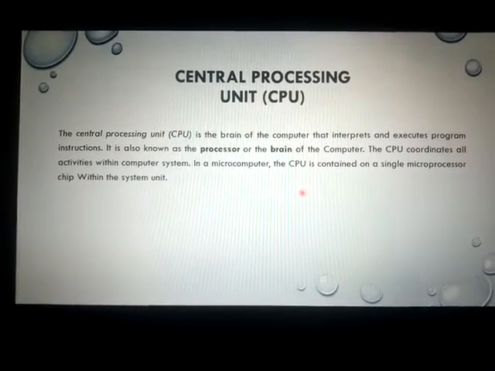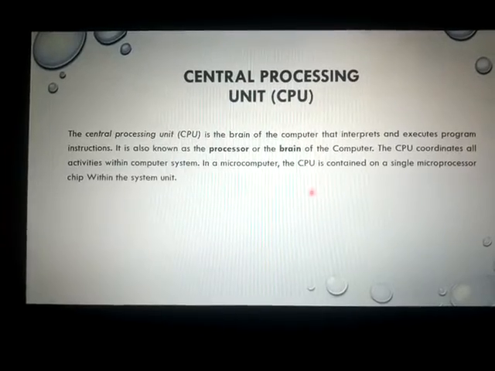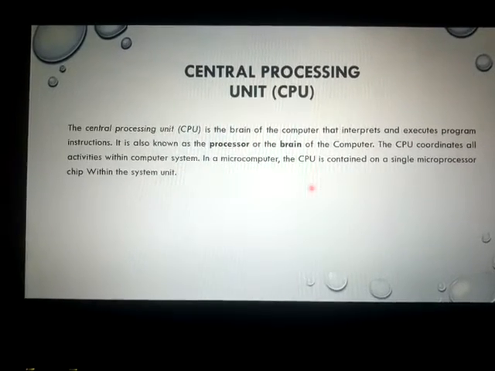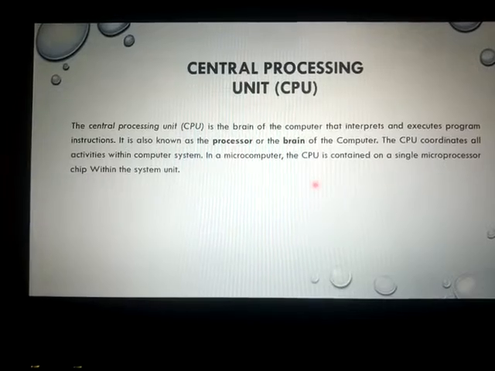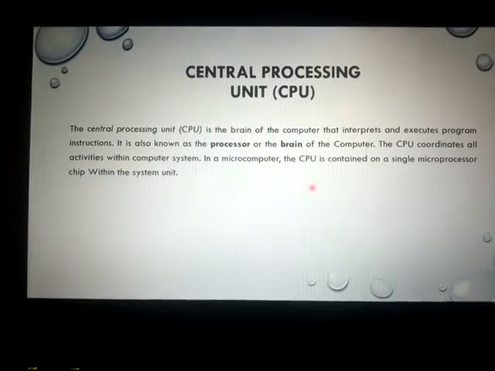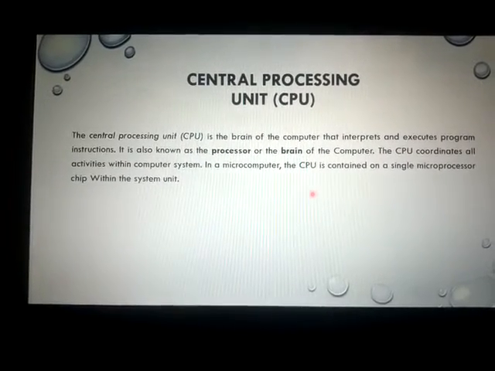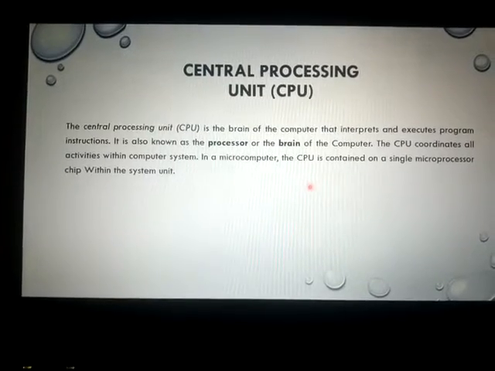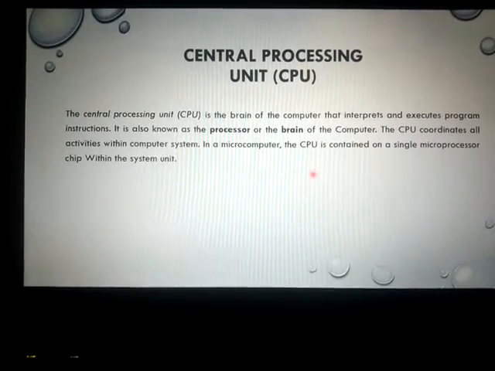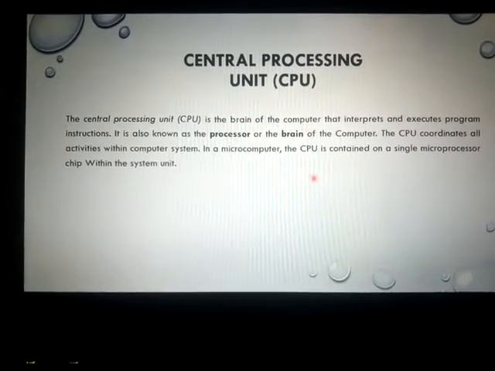It is also known as the processor or the brain of the computer. Just like in humans, we have a brain that controls our activities, what you do, what you should not do. It is the same thing with the computer. We have the brain of the computer, which is the central processing unit. The central processing unit coordinates all activities within the computer system. It coordinates what to do and what not to do at a particular time. So the CPU is responsible for that. We can say the CPU is the computer, in short.